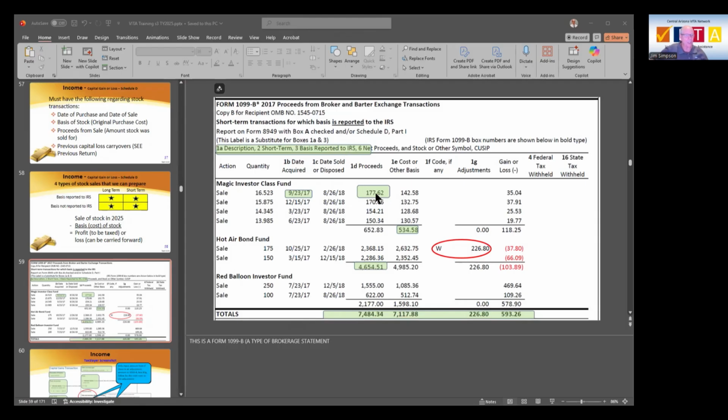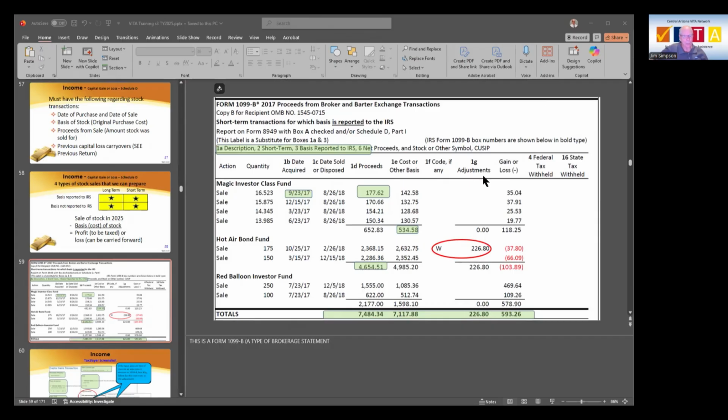TaxSlayer will calculate, okay, no. Proceeds means what did they sell it for? What did they get for it? And then here's your basis, right? And again, there's going to be a little box up here. What does it say here? 1A description to a, this really doesn't, oh yeah, here it is. Short-term transactions for which basis is reported to the IRS, right? So we need to know that, okay?